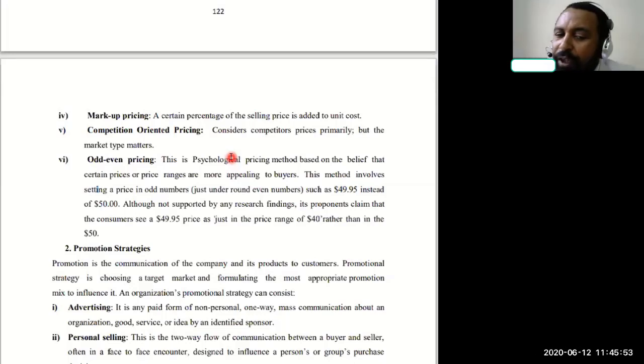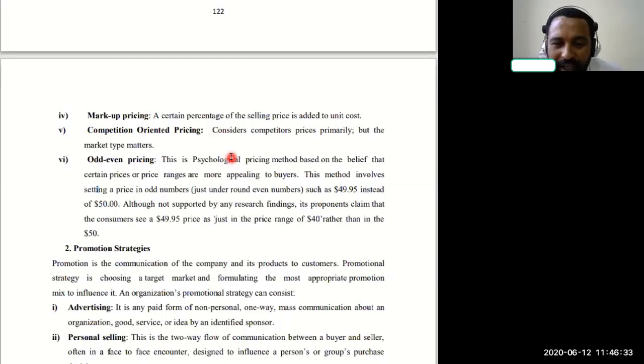Or sometimes you may follow the odd-even pricing strategy, which is a kind of psychological pricing strategy. Instead of setting 50 birr for a certain product, it's better to set an odd number, 49 birr, or it could be 49.95, but the actual price is the same. So it doesn't matter whether you get an exchange of 0.05 cents or not. It doesn't bring any change.